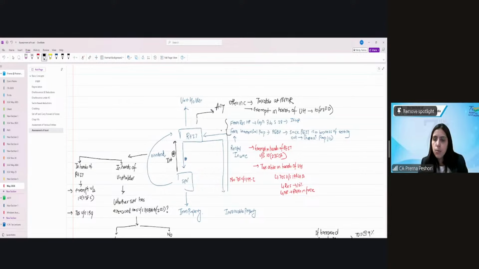Okay. So with this, we will stop here. I would request you to revise this REIT properly. There are some more principles for the REIT that we are going to cover in the next class. And we will also solve a question in the next class. Okay? So that's all for today.